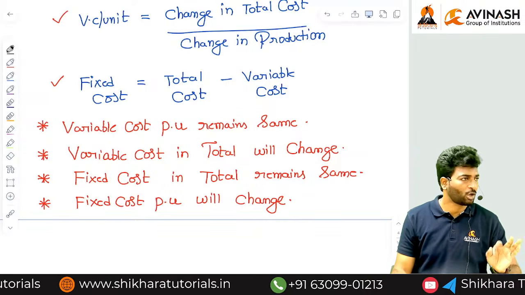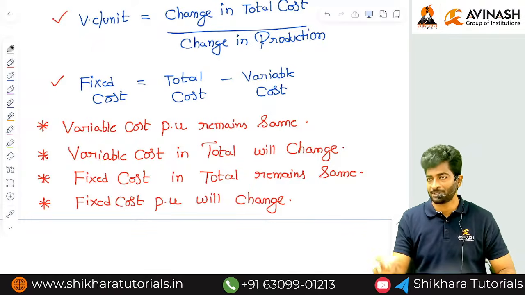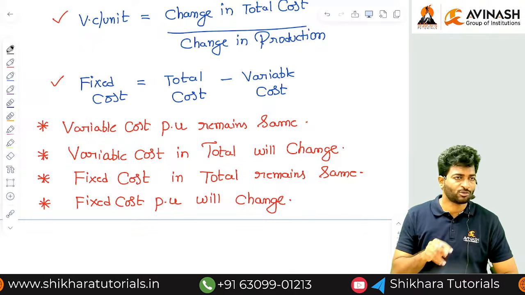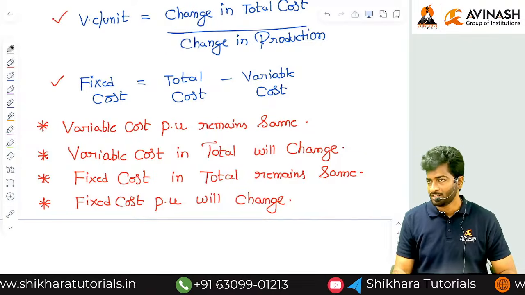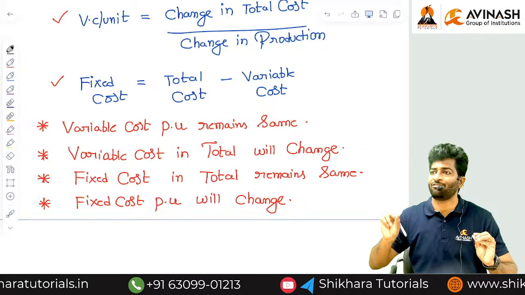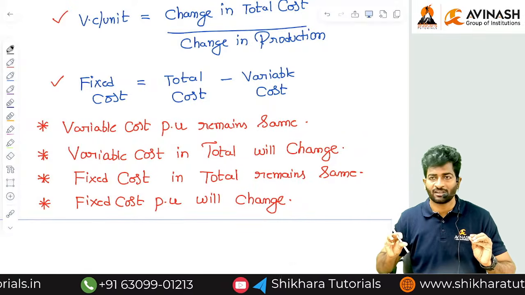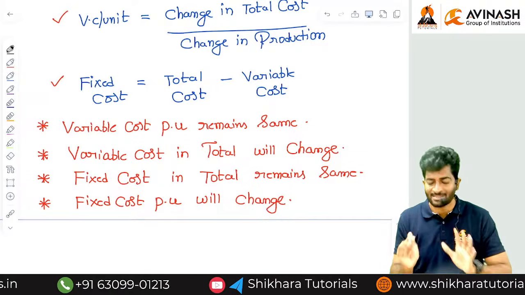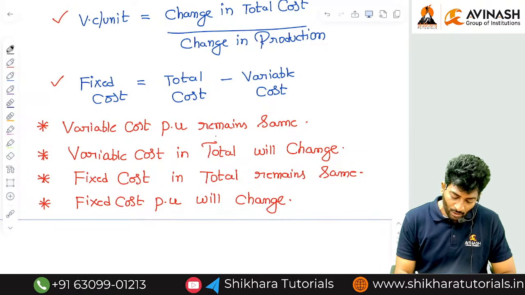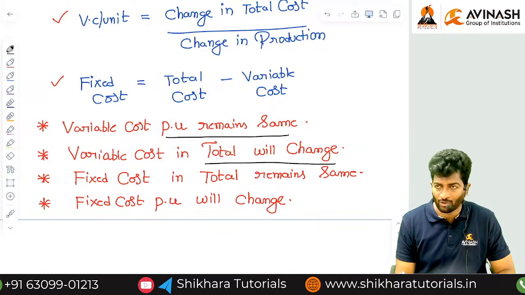My material cost is always 10 rupees only. If my production is 10,000, 10 into 10,000. If my production is 5,000, 10 into 5,000. Is it clear? This 10 remains same. Only 1,50,000 is changing, right? So the total is changing, but per unit 10 remains the same. So per unit remains same, variable cost in total will change.